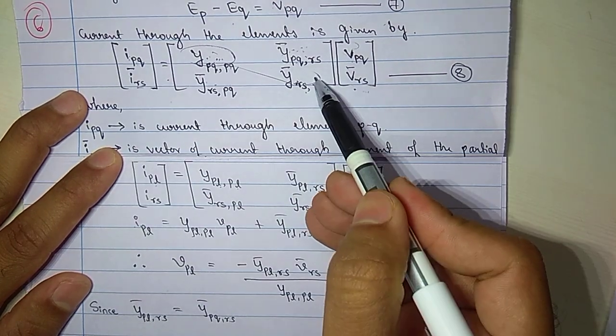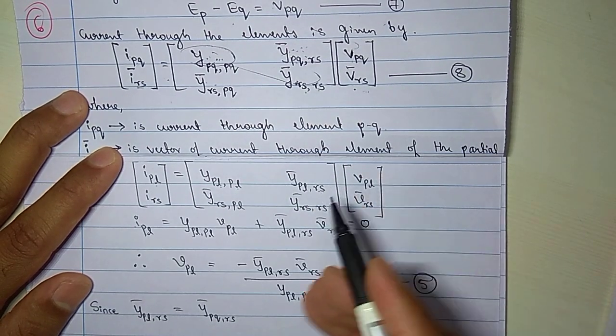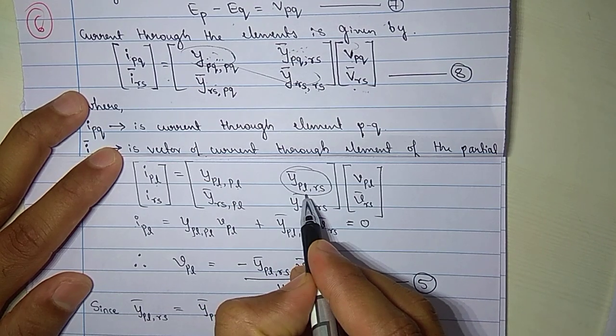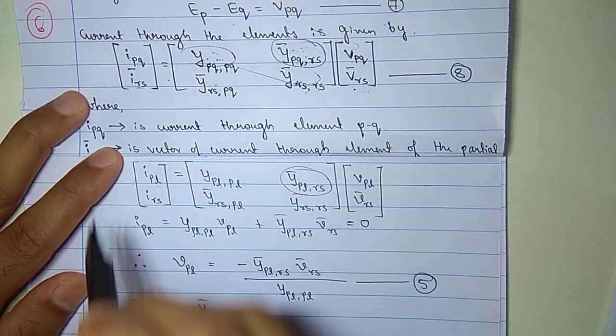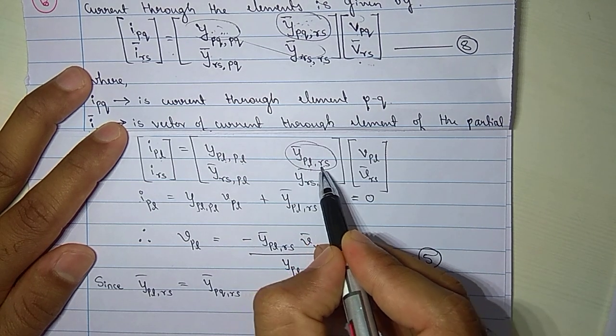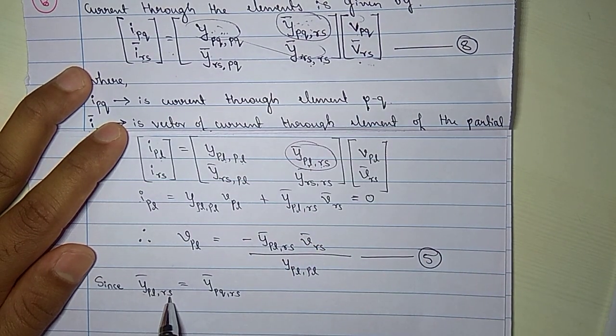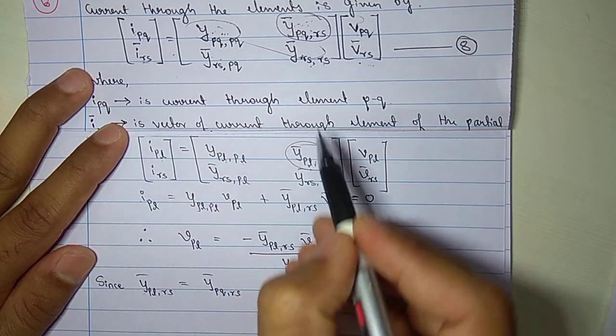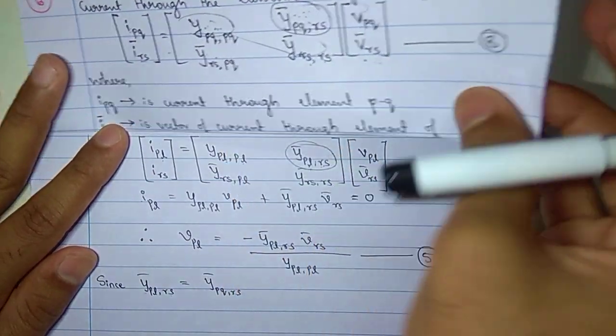So hence, comparing these two matrices, I am writing this term is equal to this term. The same thing I am writing here, since YPL,RS is equal to YPQ,RS. So this term is equal to YPQ,RS. Is that fine?